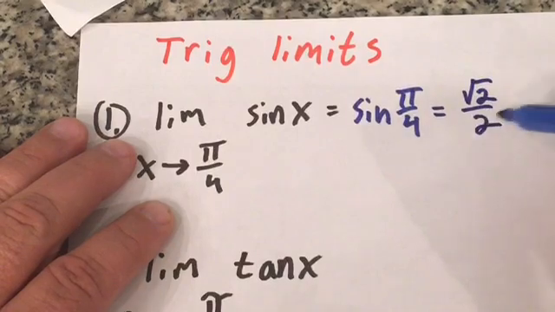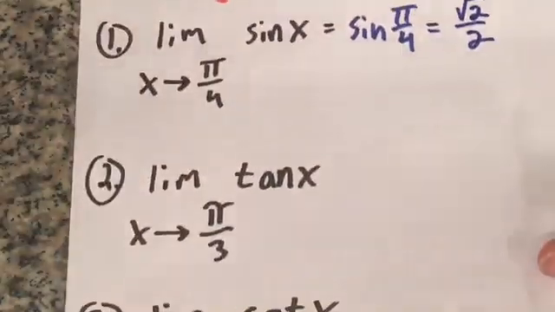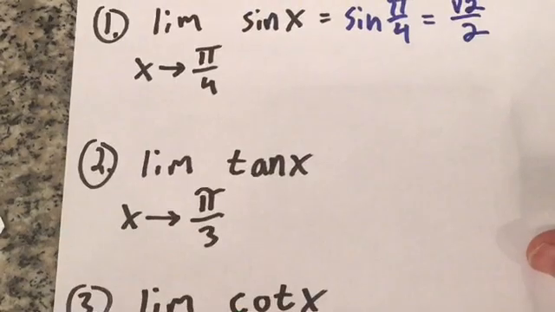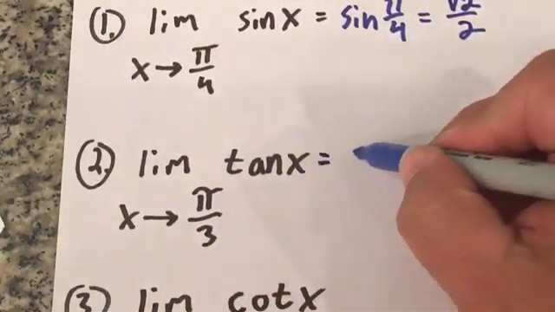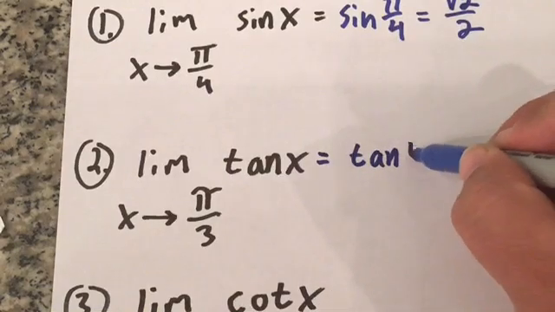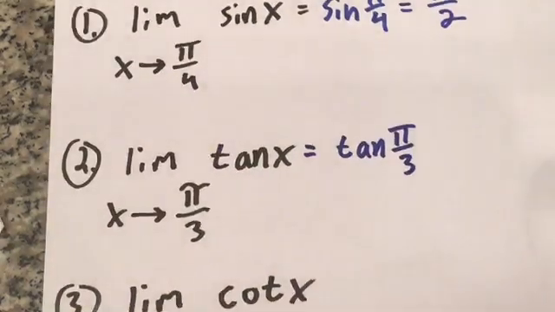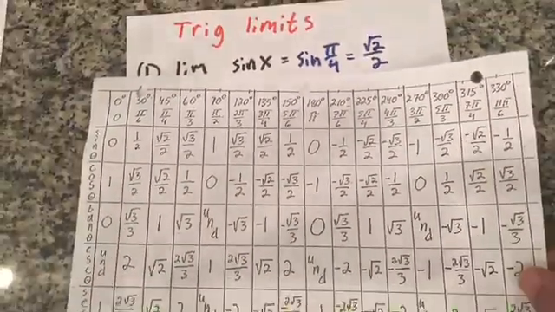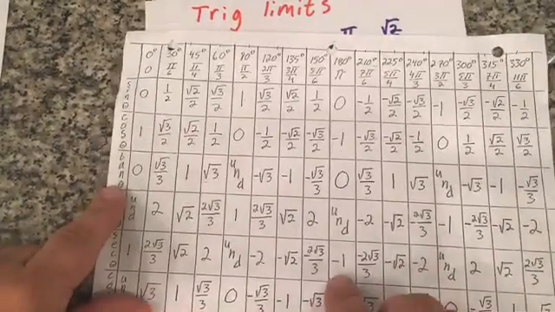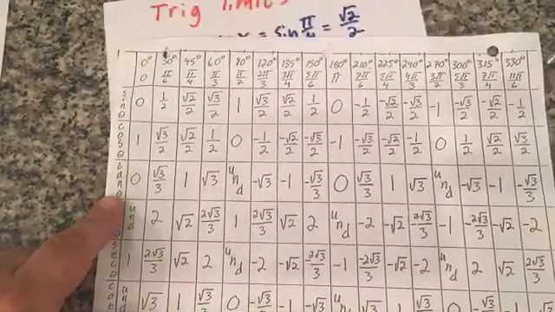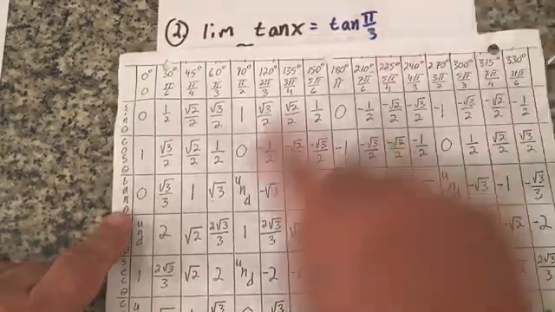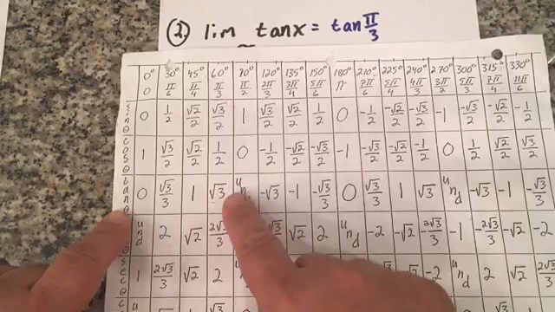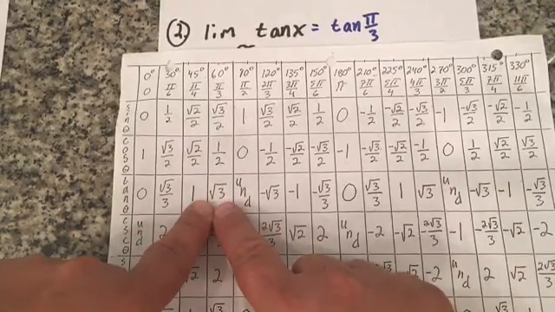You could also use the unit circle if it's just sine or cosine. Tangent. So what I want to do is take this pi over 3 and throw it in for the x. I need to find out what tangent of pi over 3 is. I'm going to get the trig table, find the tangent row, and find pi over 3. Yeah, pi over 3. So I'm going to scroll over till I get to pi over 3, and that answer is root 3.